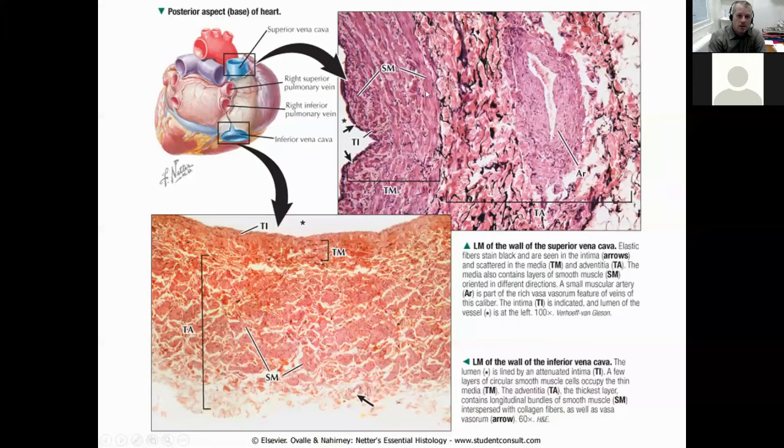Just compare what you have just seen in arteries with veins. This is the inferior vena cava, the largest vein of the human body, together with the superior vena cava. You can see that the thickest layer is the adventitia, and there is no precisely defined anatomical border separating the media from the adventitia, like we had in the arteries. Yeah? There is much more collagen and less smooth muscle in this large vein when compared to the arteries.